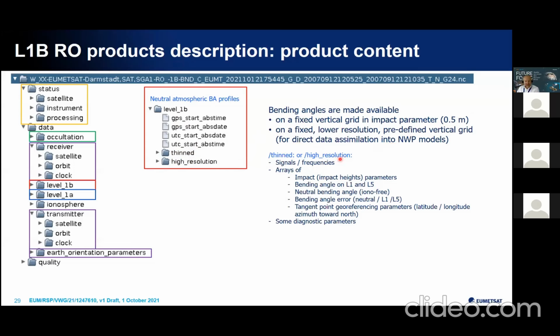The two subgroups have the same variables inside. We have the RINEX code of the signals involved in the occultations, and then an array of the impact parameters and impact heights, the bending angle on L1, L5, the neutral bending angle, the bending angle error, and the georeference information for the tangent points.